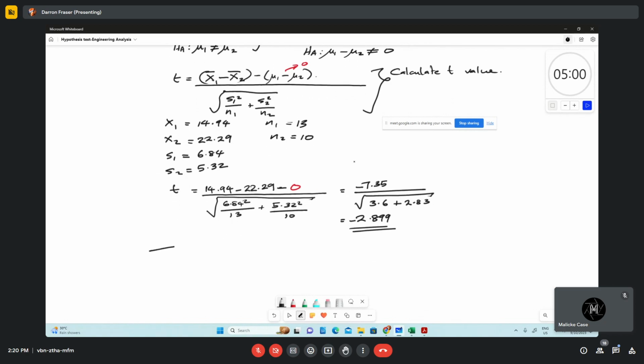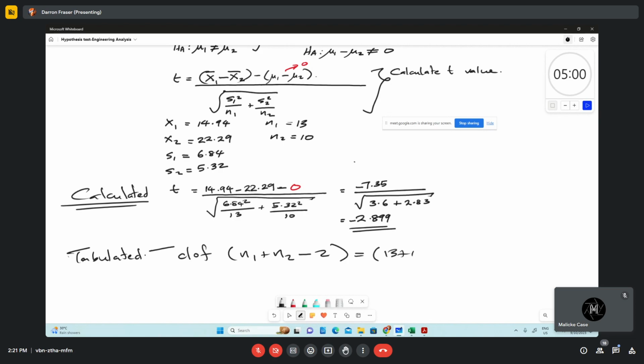Now, tabulated value. This is a calculated value. So now we want the tabulated value. When we have two sets of data being compared, the degrees of freedom, which we said is n minus 1, is now n1 plus n2 minus 2. So add the two sets of data together. Remember, each of them subtracts 1, so you add the two of them and subtract 2. In this case, it's going to be 13 plus 10 minus 2. That's 21.